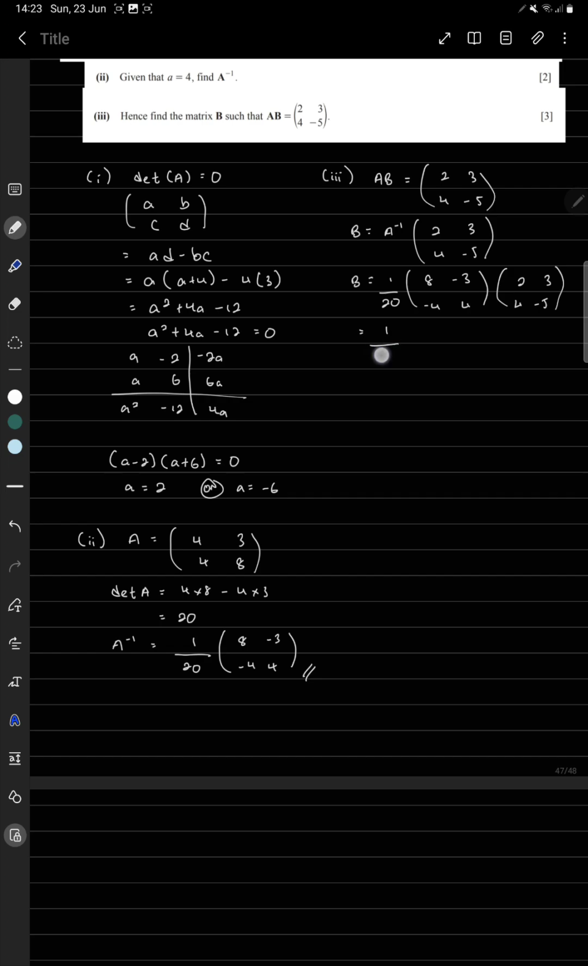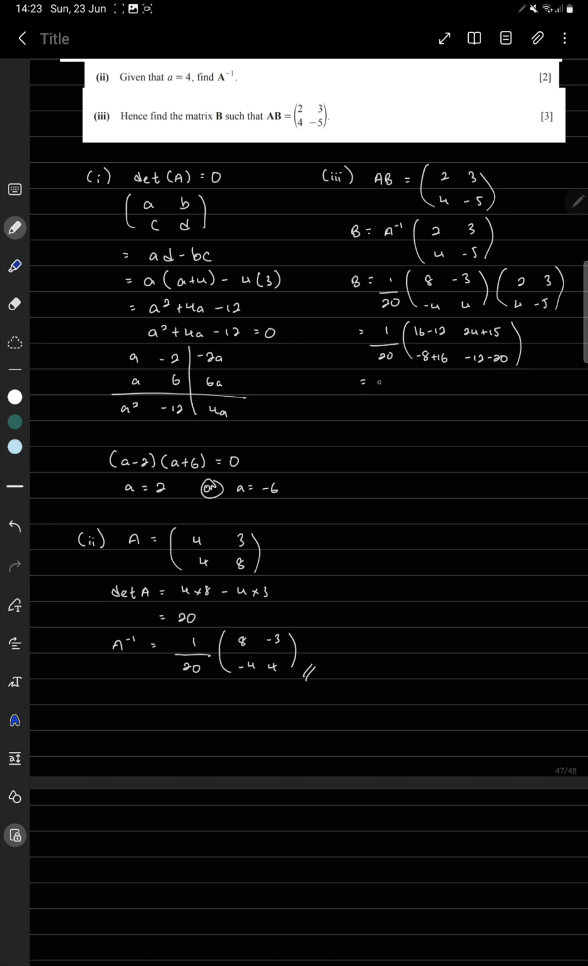When we multiply this, we get 8 times 2 is 16, negative 3 times 4 gives you minus 12. Then we have 8 times 3, which gives you 24. Then negative 3 times negative 5 gives you positive 15. Then we have negative 4 times 2, which gives you negative 8. 4 times 4 is 16. Then we have negative 4 times 3, that's negative 12. And 4 times negative 5 is negative 20.